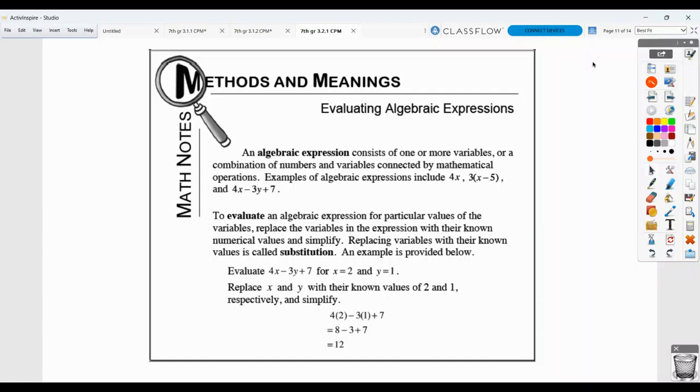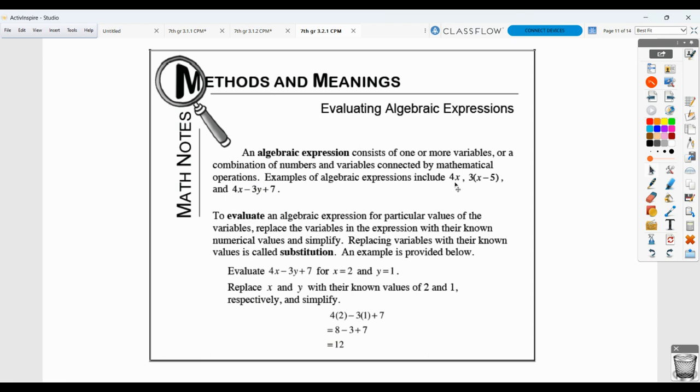This video is to allow you to correct your answers for section 3.2.1. First of all, in the methods and meanings, they remind you that an algebraic expression consists of one or more variables. So a numerical expression is just numbers, but if it has one or more variables, we call it an algebraic expression. And again, there's a combination of numbers, variables connected by mathematical operations.